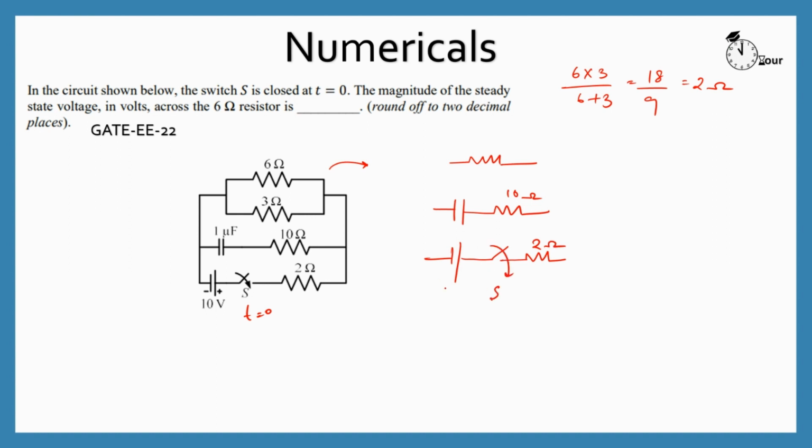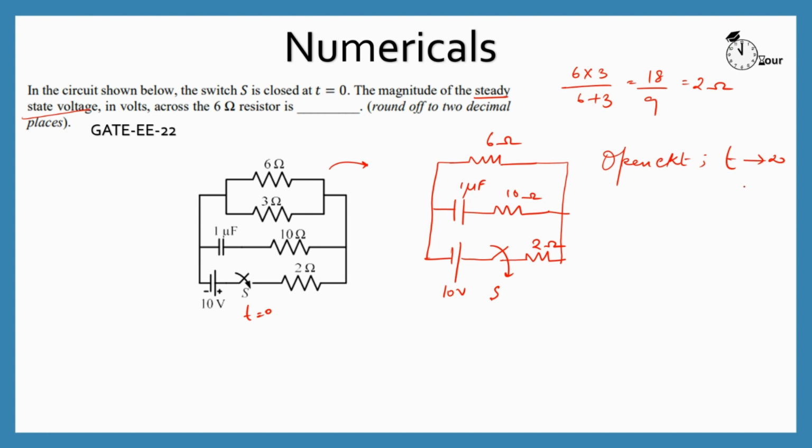closed. We have been asked to compute the steady state voltage. If we have to compute the steady state voltage for a circuit having a capacitor, then we need to consider that this capacitor is going to act like an open circuit as t tends to infinity.